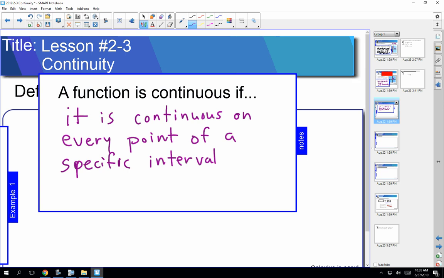Typically, we define continuity as pointwise continuity at a point. And pointwise continuity means the limit exists, and the value of the function at that point is equal to the value of the limit, meaning point by point.